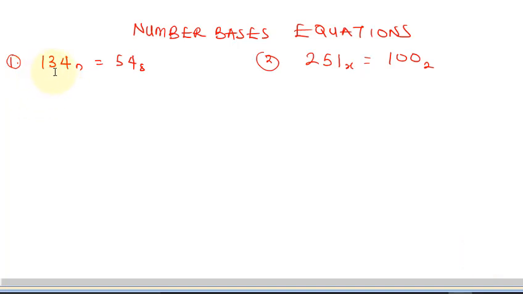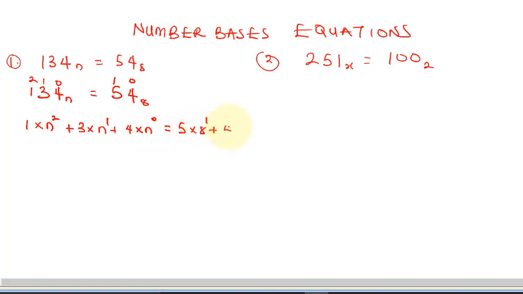The first one says 134 base n is equal to 54 base 8. The best way to approach this question is to convert everything to base 10. So I put my powers 0, 1, 2 for 134 base n, and 0 and 1 for 54 base 8. This is 1 times n squared plus 3 times n to the power 1 plus 4 times n to the power 0, equal to 5 times 8 to the power 1 plus 4 times 8 to the power 0.